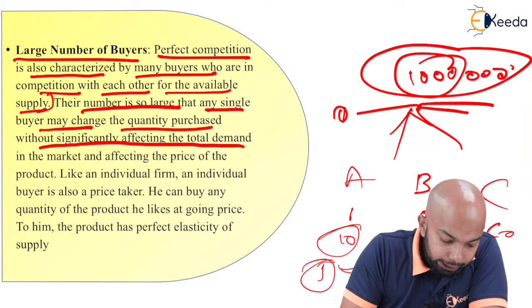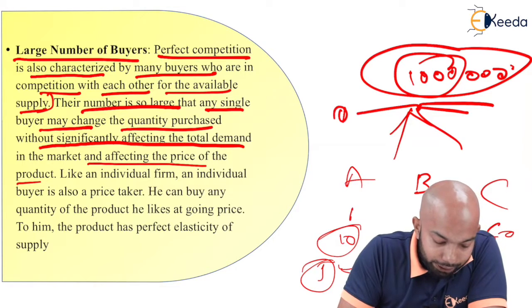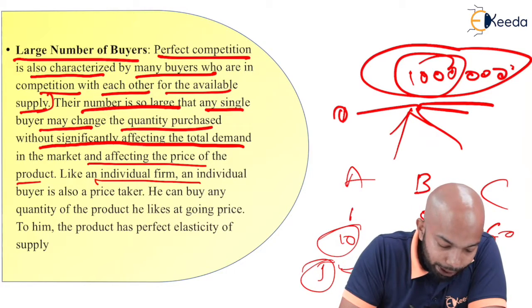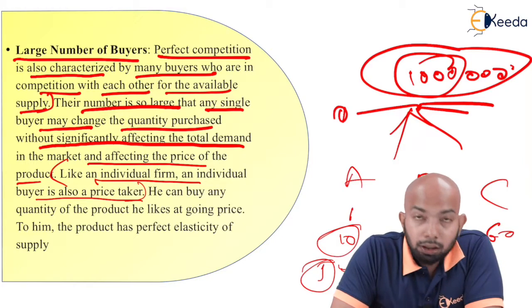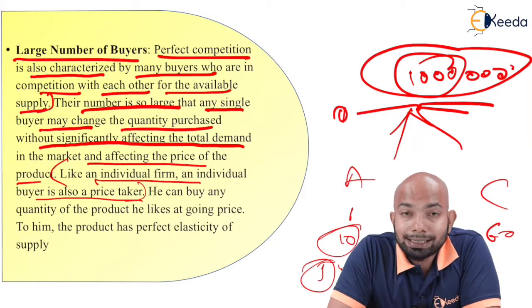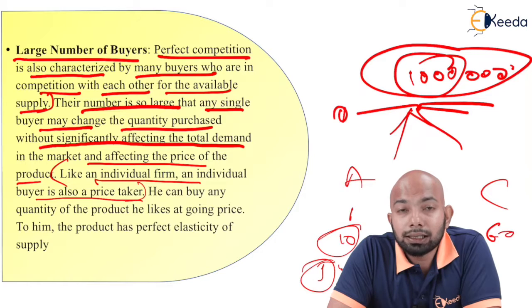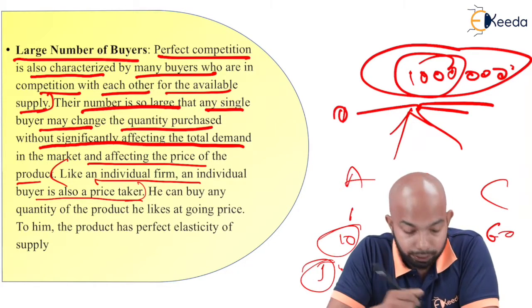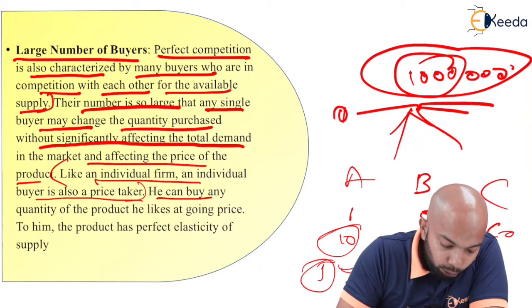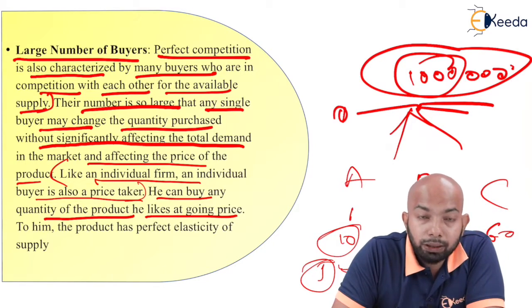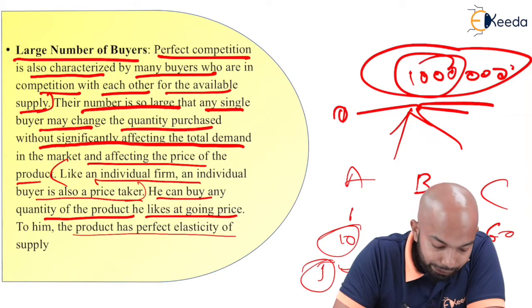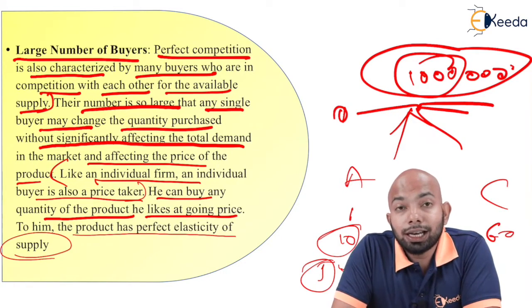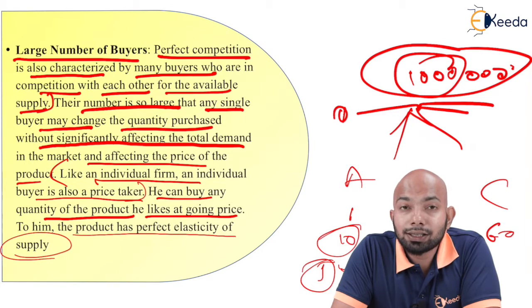Hence, in the market, affecting the price of the product, like an individual firm, an individual buyer is also a price taker. Again, the buyer is a price taker here because the price maker is not available; both the buyer and seller are price takers because the price maker is the market. He can buy any quantity of the product he likes at the going price. To him, the product has perfect elasticity of supply. Just like the seller, the same thing goes for the specific buyer as well.